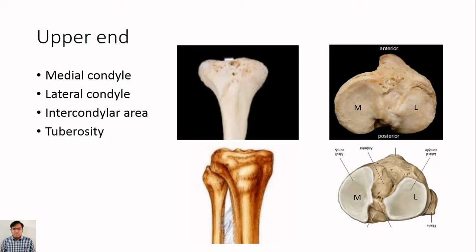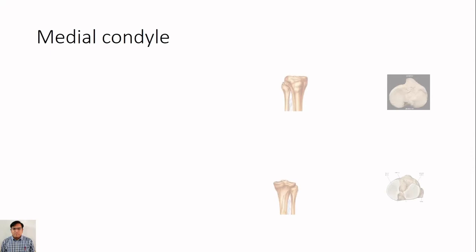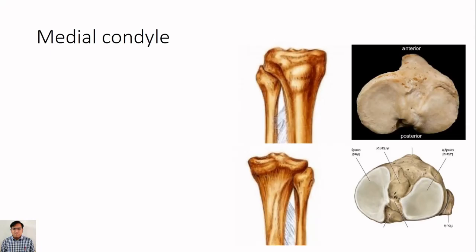Now the tuberosity, anteriorly one prominence is there on upper end. This is tuberosity of tibia or tibial tuberosity. We will see one by one. First of all, medial condyle.